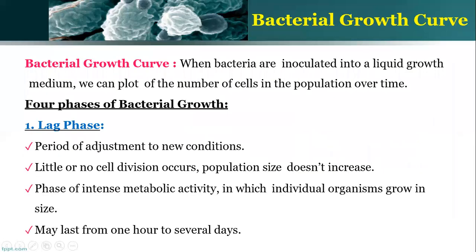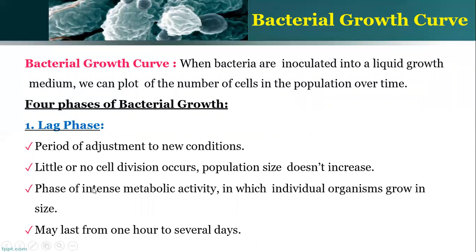So the bacterial growth curve has been plotted when the bacteria are inoculated into a liquid medium, and we can plot the number of cells in the population over a period of incubation. And there are 4 phases of bacterial growth, and the first phase is lag phase. This is the period of adjustment to new conditions, and the bacteria will adjust to the new environment, and little or no cell division occurs, and the population size doesn't increase here, it is stagnant.